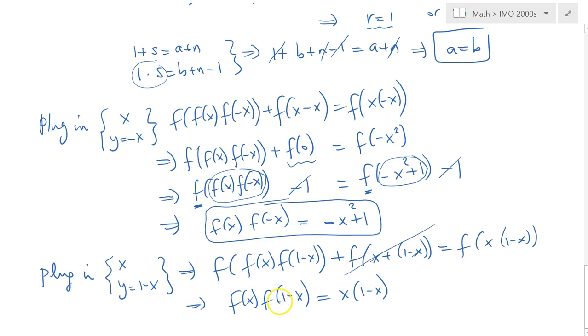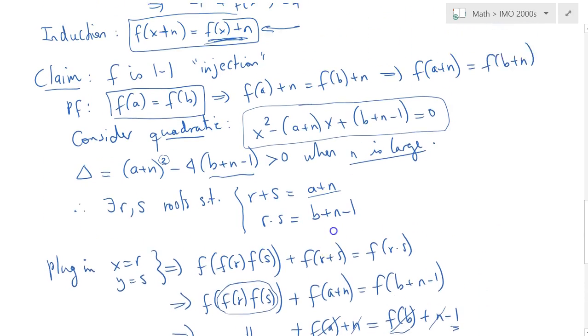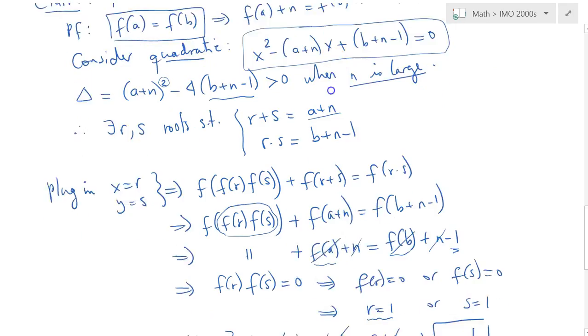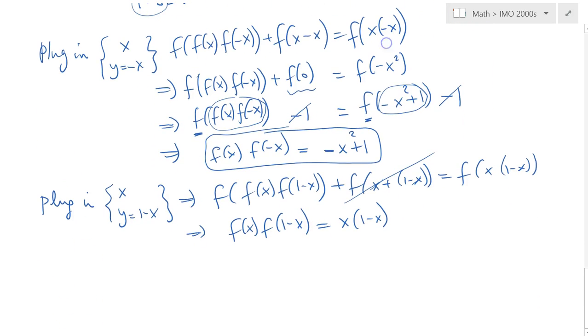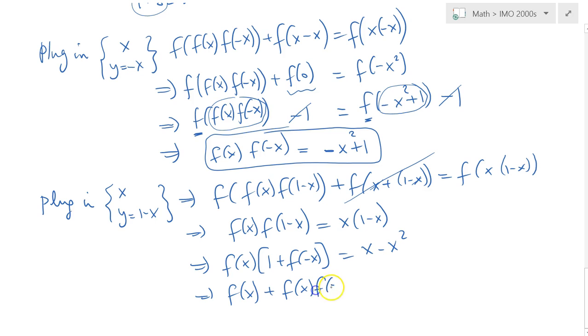Now I will make use of this trick one final time, this one basically. So I can further split this one into two parts. f of x times 1 plus f of minus x is equal to x minus x squared. Now multiplying f of x across this, we get f of x times f of minus x is equal to x minus x squared.